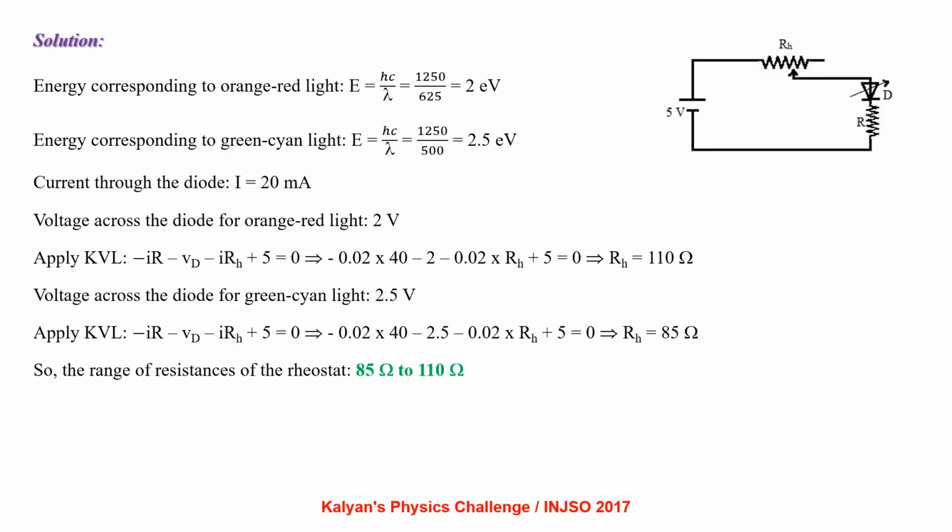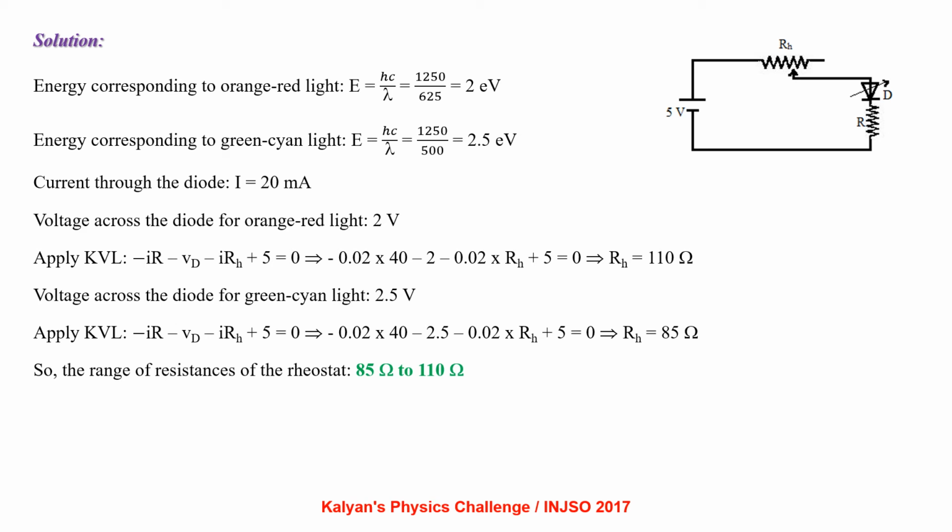Energy corresponding to orange red light, E equal to hc by lambda, that is 1250 by 625, comes out to be 2 electron volt. Energy corresponding to green cyan light is 2.5 electron volt. Current through the diode is 20 milliampere. Voltage across the diode for orange red light is 2 volt. Applying KVL, minus I R minus V_D minus I into R_H plus 5 equal to 0, which gives us a resistance of the rheostat to be 110 ohm.